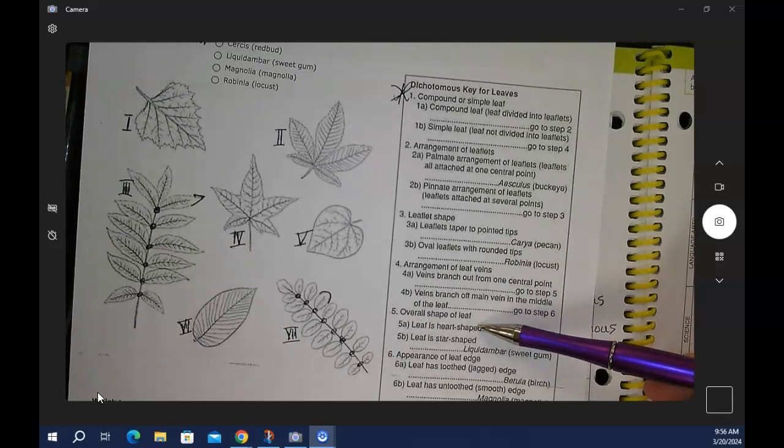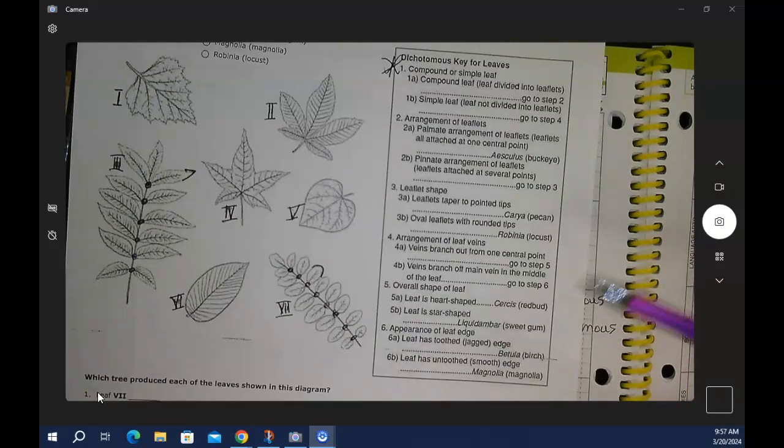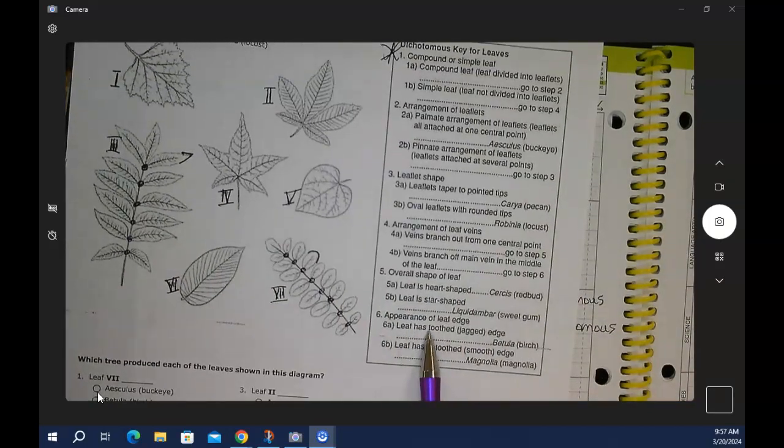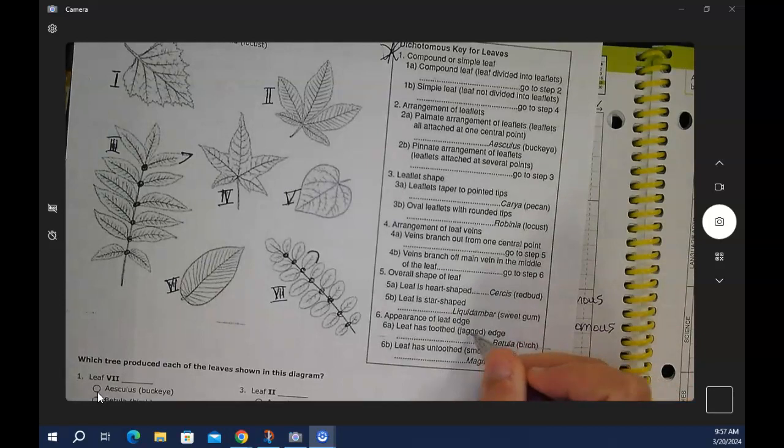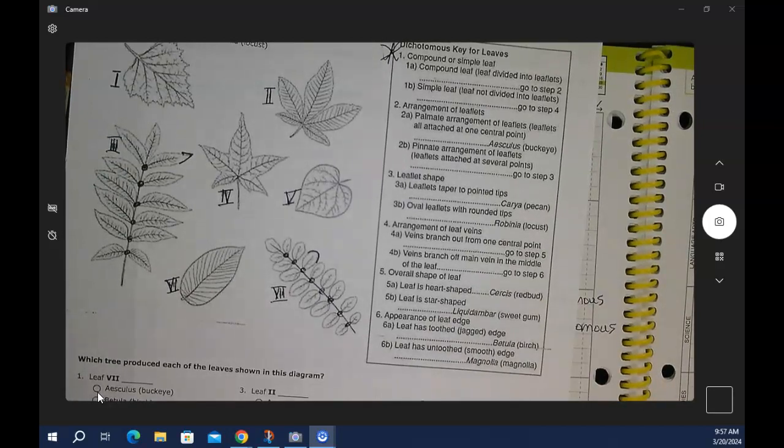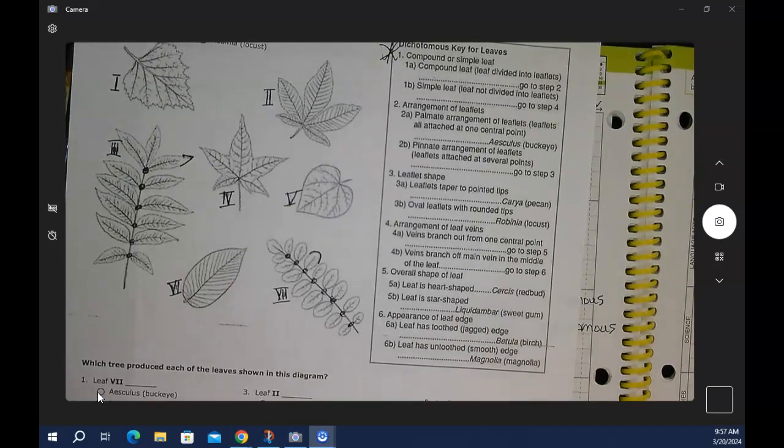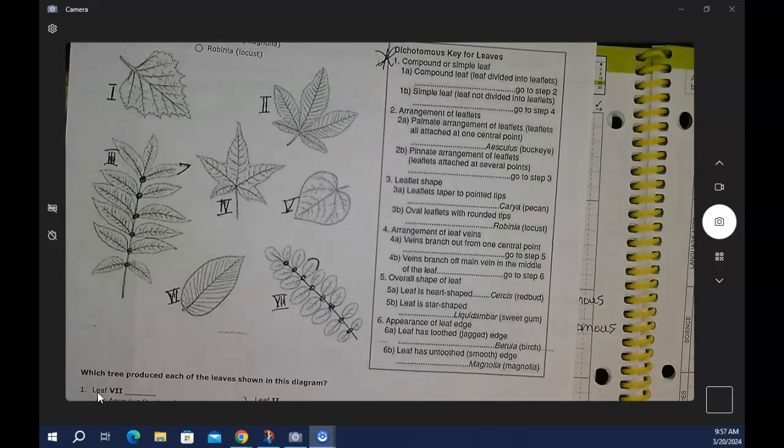Heart-shaped, I think you know what a heart looks like. Star-shaped, I think you know what a star looks like. The leaf has a toothed or jagged edge. The leaf has an untoothed or smooth edge. So if you were to trace along the edge of the leaf, this one would be a smooth line, and this one would be a jagged line. So you're going to do the remainder of those.